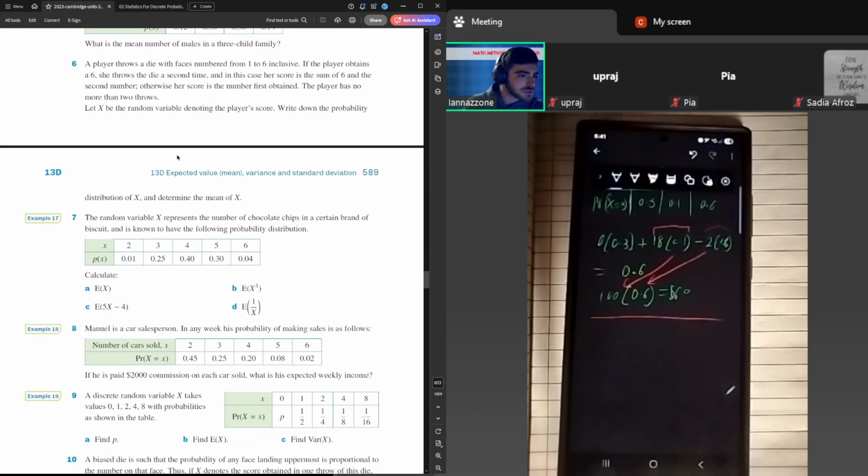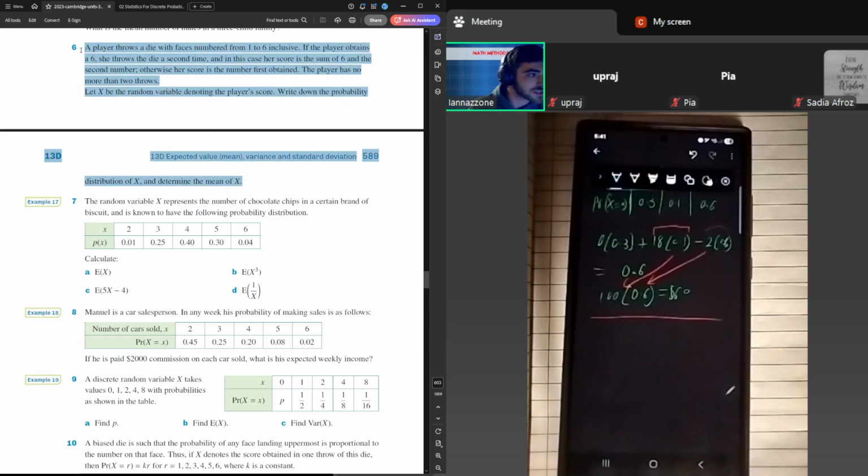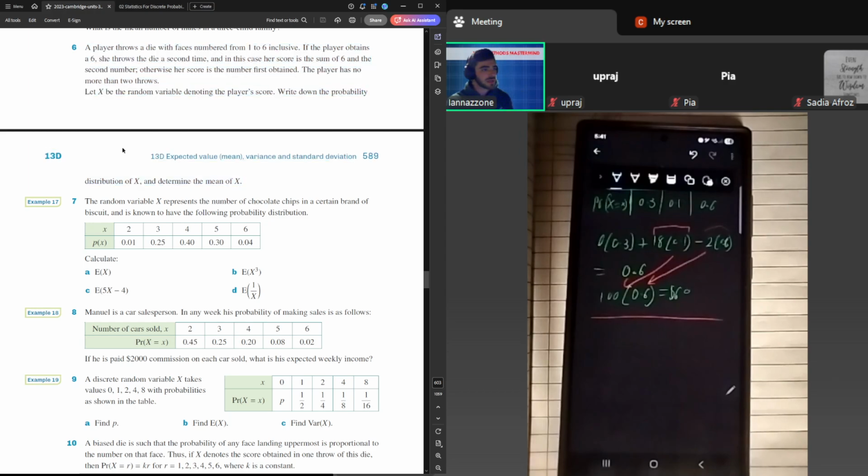Let's see. Do we have anything that's not the mean anymore? Yeah. It's still the mean, but this one seems complicated enough that it's worth having a think about. Question 6.